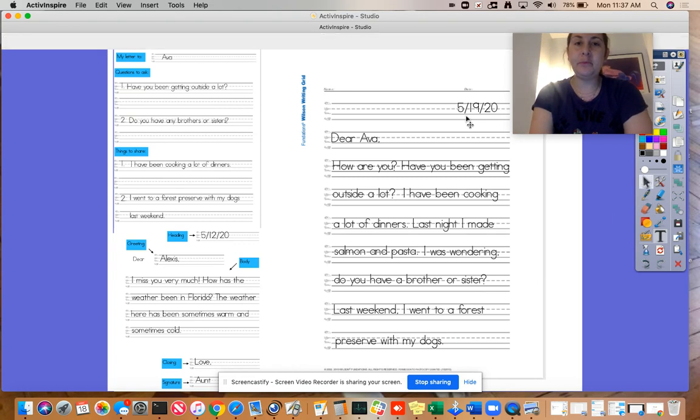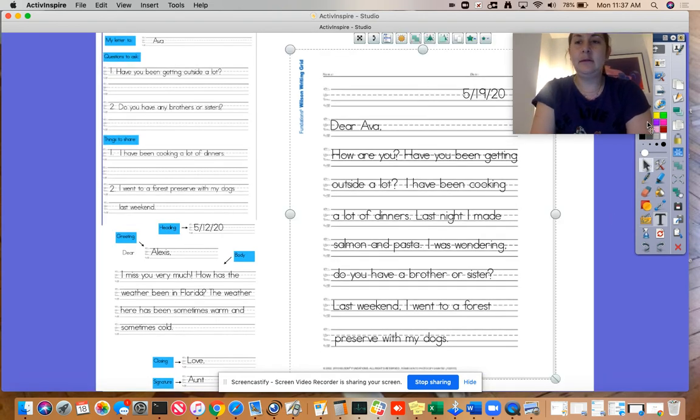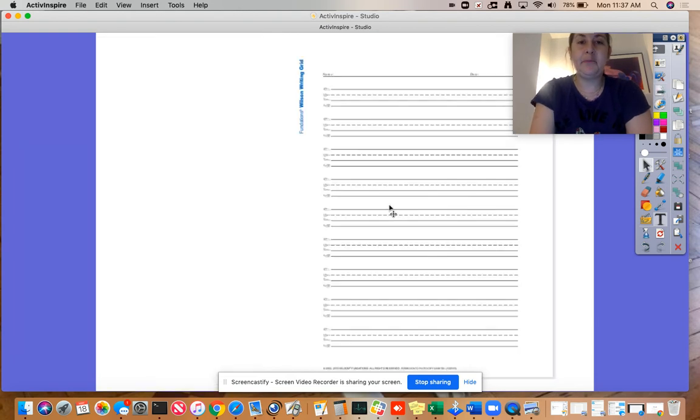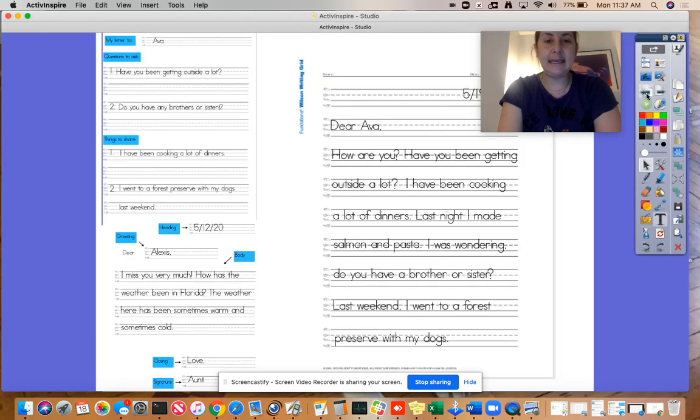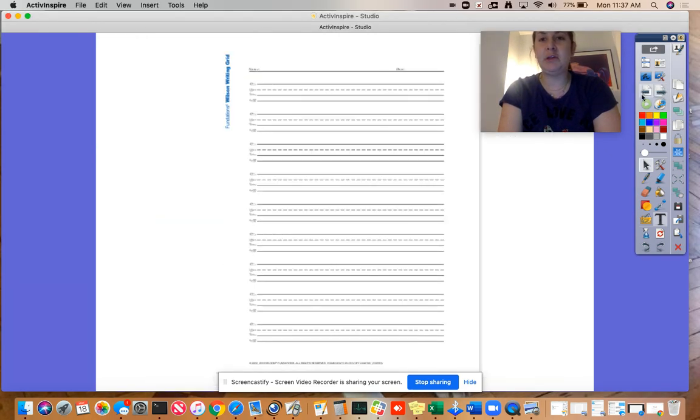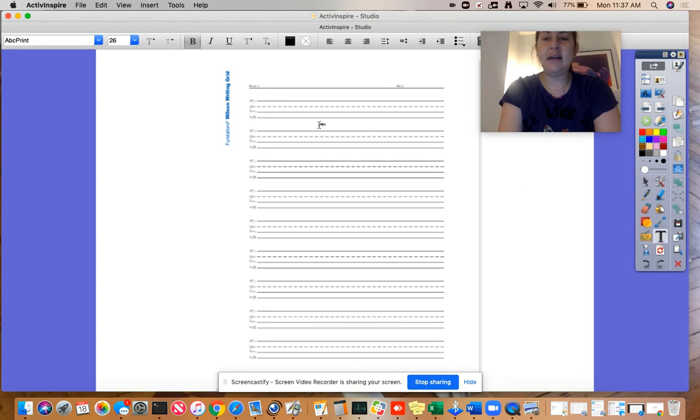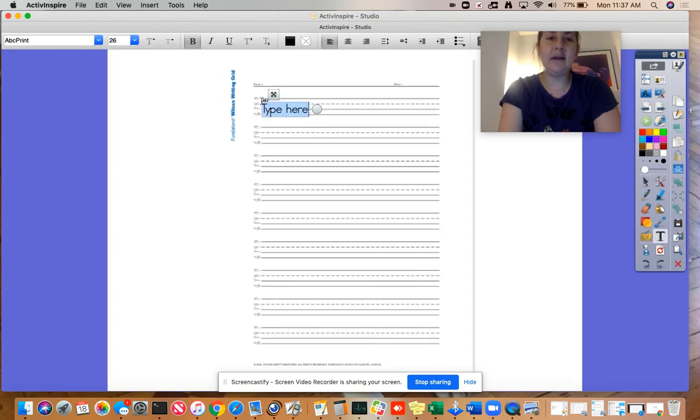And now that we are, we're probably going to need more than 1 sheet of paper. So what I'm going to do is continue with my letter, but on a new sheet of paper. Okay? So the last thing I said was, last weekend I went to a forest preserve with my dogs. I'm going to add a little more detail here and tell her it was pretty hot outside. But it was nice to get some fresh air.